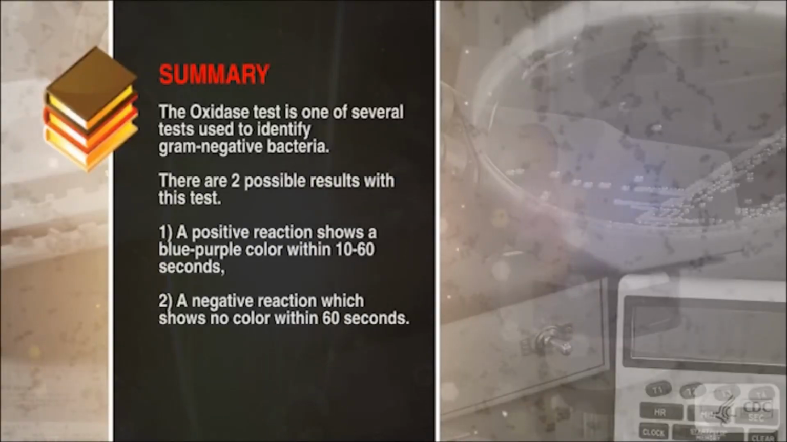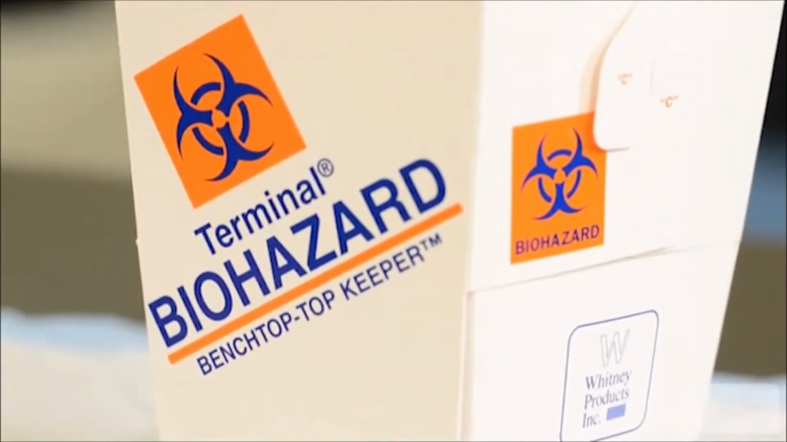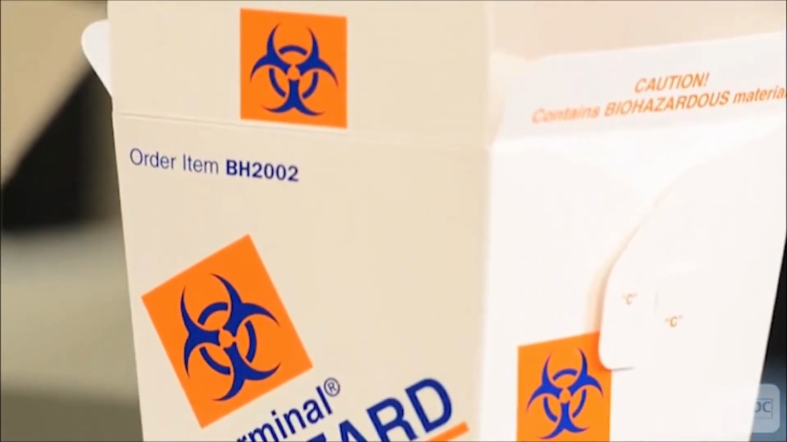The oxidase test is one of several tests used to identify gram-negative bacteria. There are two possible results with this test: a positive reaction which shows a blue-purple color within 10 to 60 seconds, and a negative which shows no color within 60 seconds. Now we should dispose of all the lab waste into the biological waste container.